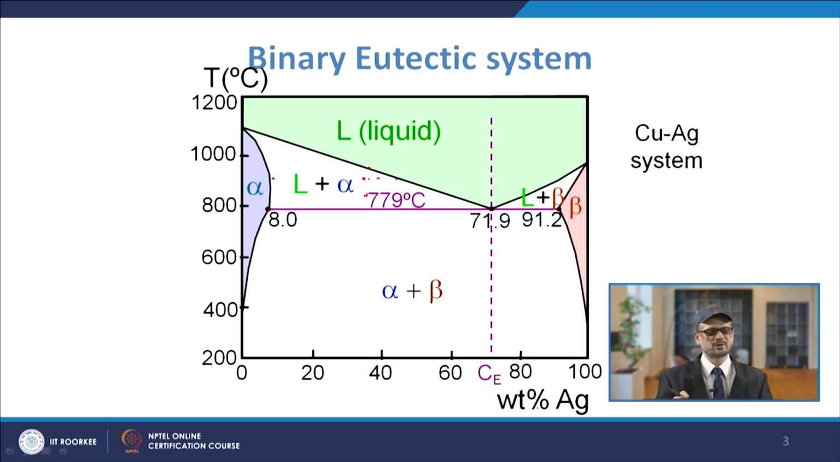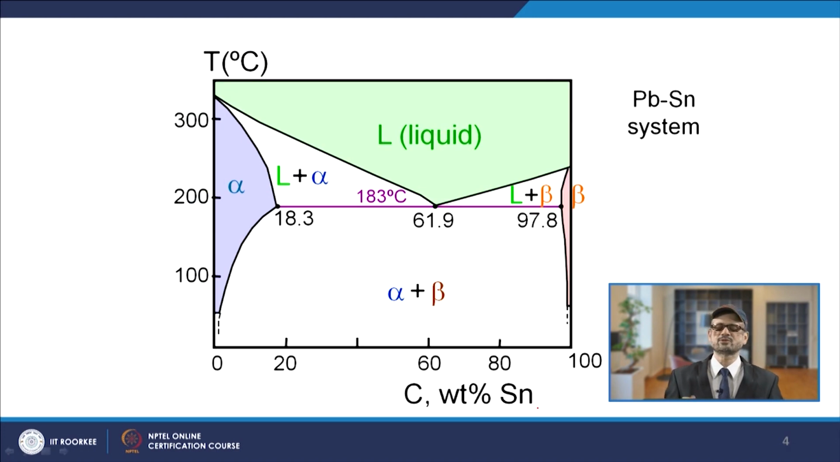So this is for the copper Ag system. You can have the glimpse of another such system where you have eutectic reaction taking place. You have again alpha, the solid solution here for the Pb, and for Sn you will have beta, and this is your eutectic point, that is for 61.9% Sn.